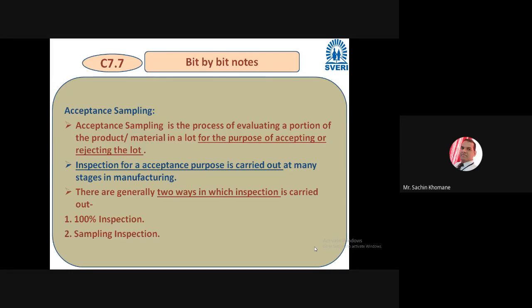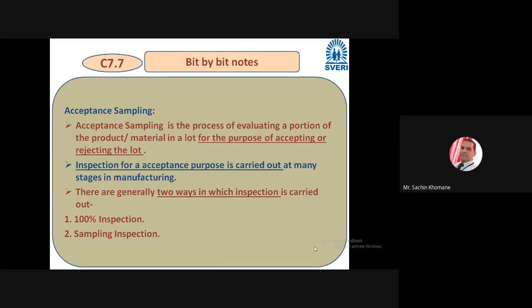Only 20 components, and based on those 20 components only, you will decide. Let us take an example: if you found, out of 20 components, only one or two defects, then that lot is okay. But if you found 3, 4, 5, 6 defects in the components, and it goes beyond your decided limit, then you should reject that particular lot.